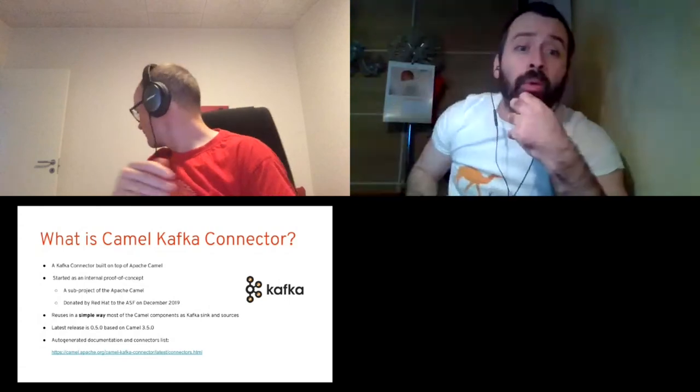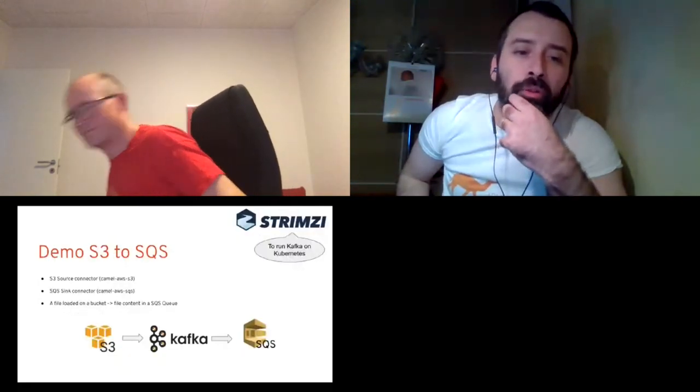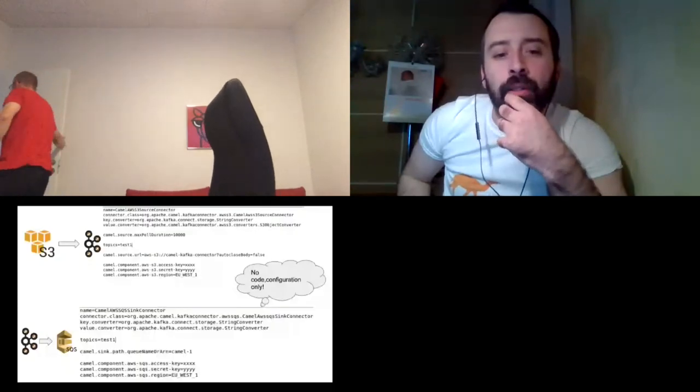In the demo, this is a recorded demo, we will show how to use a source connector from S3, so from an S3 bucket, and a sink connector, and in this case it is an SQS connector. So we will load a file on an S3 bucket, and we will use the source connector to ingest this file into a Kafka topic, and then we will move it to an SQS queue.